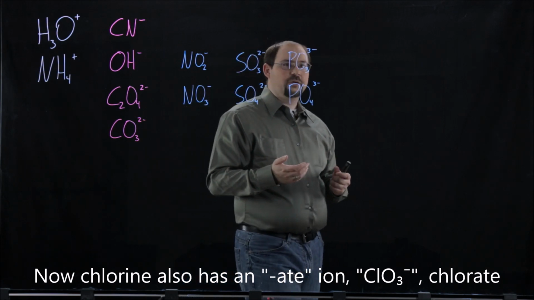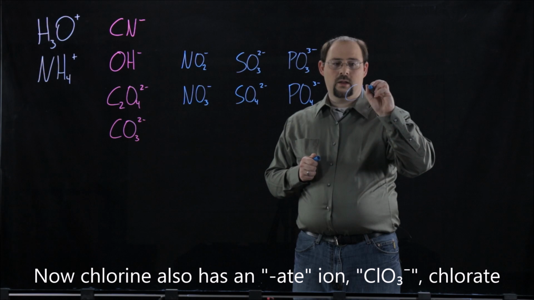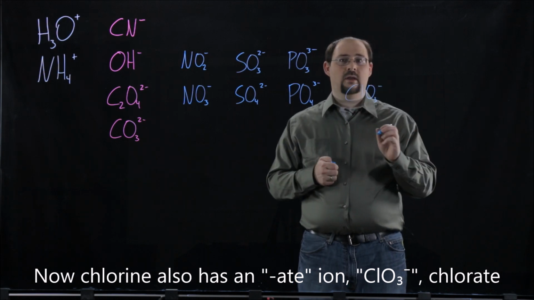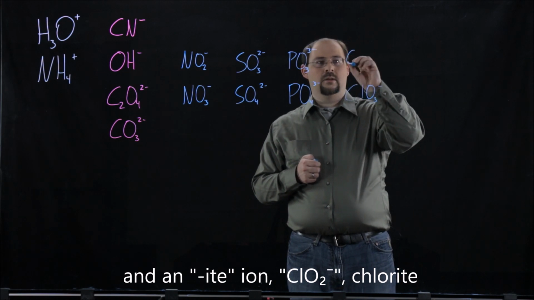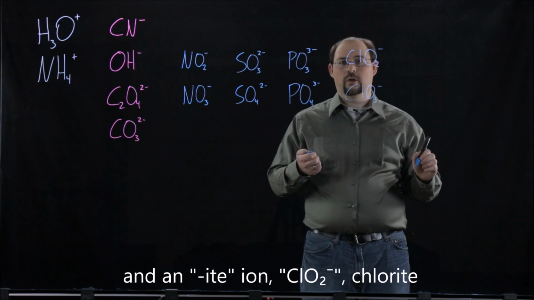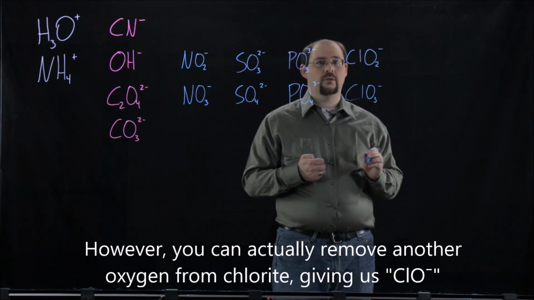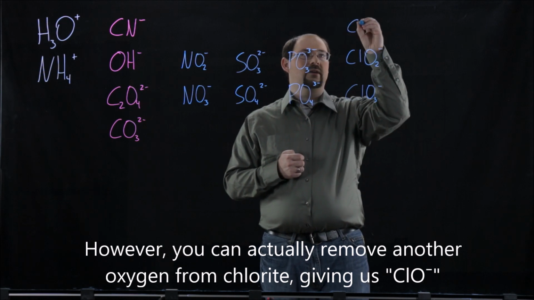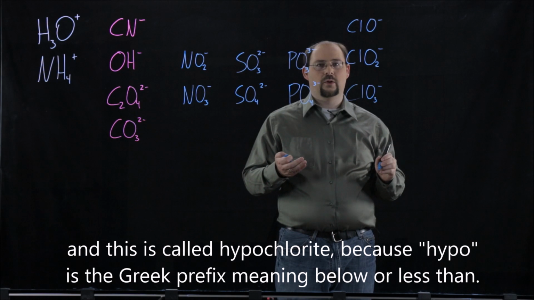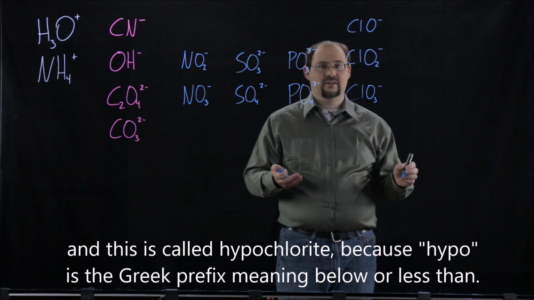Now chlorine also has an ate ion, ClO3-, chlorate, and an ite ion, ClO2-, chlorite. However, you can actually remove another oxygen from chlorite, giving us ClO-, and this is called hypochlorite because hypo is the Greek prefix meaning below or less than.